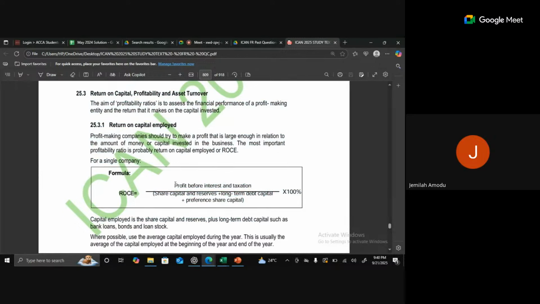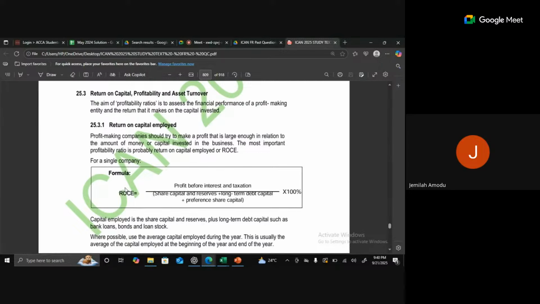Now, what are we using here? The formula is profit before interest and taxation over your capital employed, right? So these are the capital employed, and it deals with the equity side: your share capital plus reserve, I think non-current liability, but yeah. So this is what makes up your capital employed.